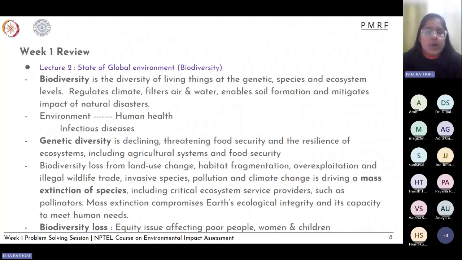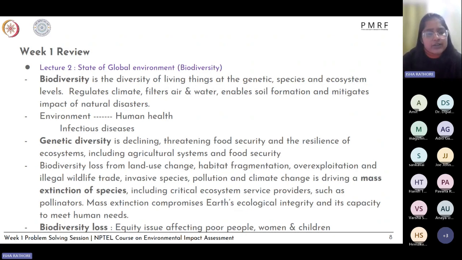Then we also have constant pollution and climate change, which is driving the mass extinction of species, including critical ecosystem providers such as pollinators, which are getting extinct. This mass extinction compromises the Earth's ecological integrity and its capacity to meet human needs. We have seen at least 5 extinctions so far, and we are currently in the 6th extinction state. Then we looked at how biodiversity loss causes equity issues, since any loss or risk first affects the most vulnerable groups of society.